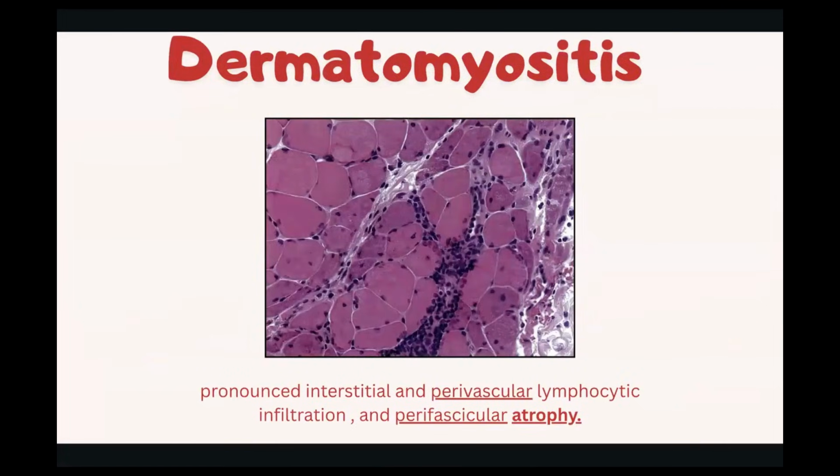So here is a picture. As you can see, we have pronounced interstitial and perivascular lymphocytes. So it's not intrafascicular, or around the fascicles, or endomysial. It is perivascular. So it's around the whole fascicle, right?